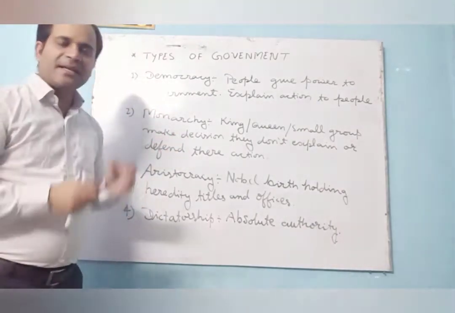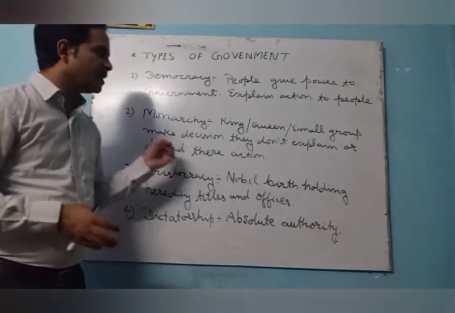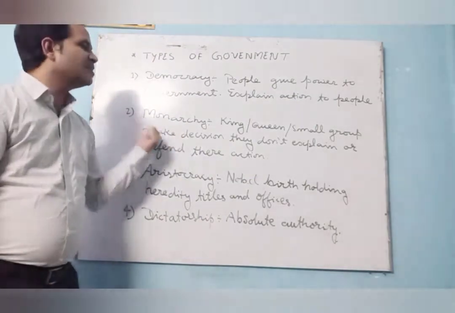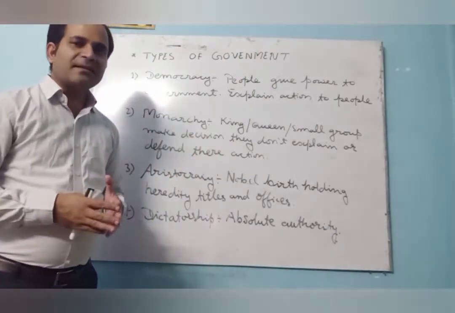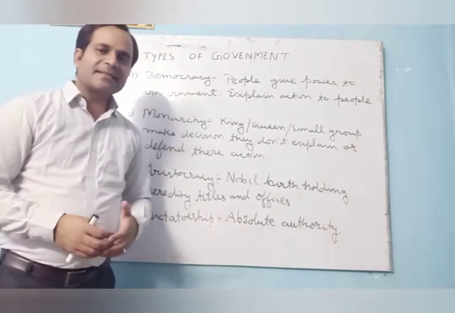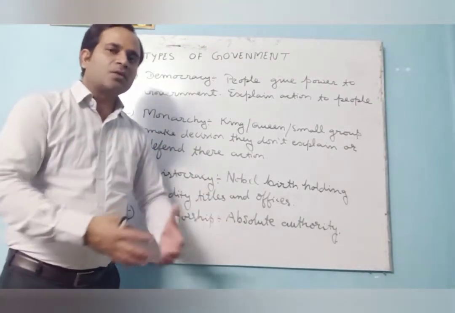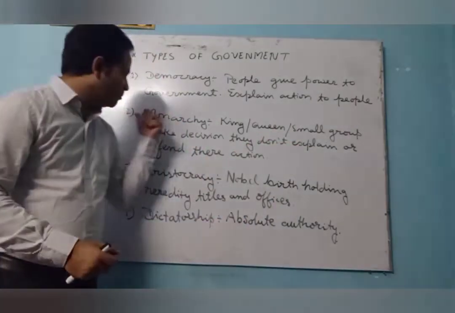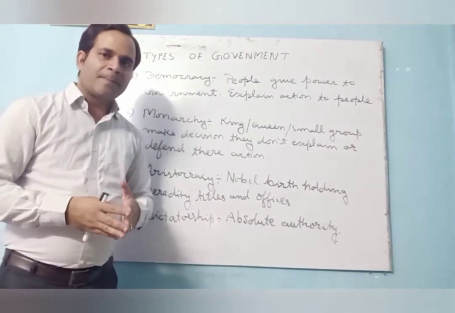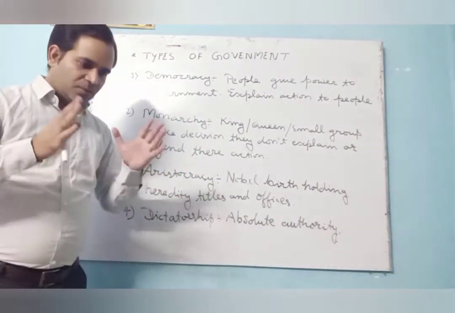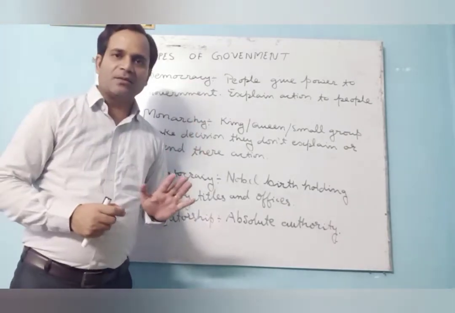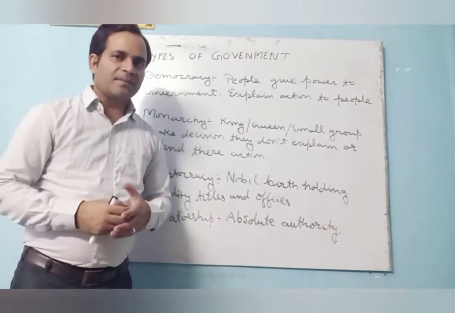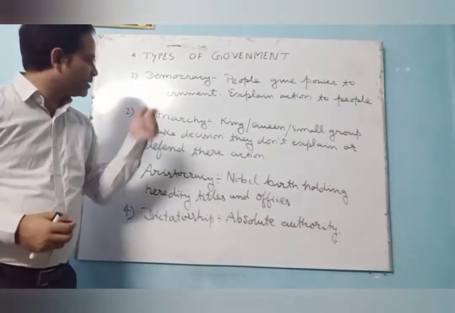Now the second one is monarchy. It means that kingship rule is there. In a kingship, either the king, or the queen, or a small group of people make decisions. They don't explain or defend their actions. Nobody can ask the king or the queen why you are not doing such things, because in a monarchy no one asks questions. Whatever the king knows is right or wrong, he implements. We, the people, are not given the right by the king to ask questions. So this is a drawback of monarchy.